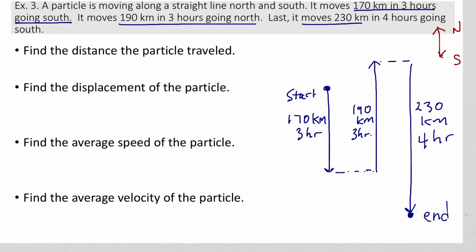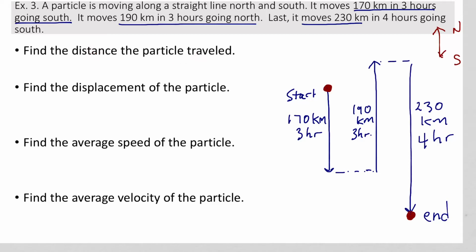So imagine this is all happening on a straight line, or he's actually going up and down like this, but I just put this little dashed line here so I could draw these pieces separately. All right, so he starts here and he ends here. All right, so now let's answer some questions about this. Find the distance the particle traveled.